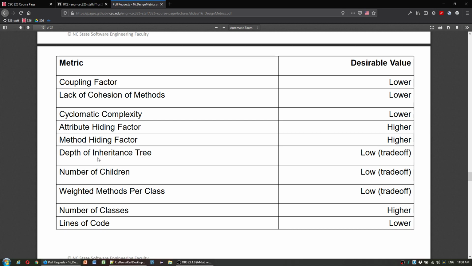That being said, a deep inheritance tree means that you're doing a good job reusing code, so having a deeper tree does have some benefits. Number of children, we typically want lower as well because, again, if you change something in the parent class, that gives you fewer opportunities to break something in the child class. But more children means, again, more reuse here, so that is not a bad thing.